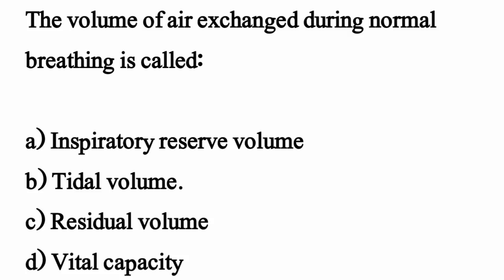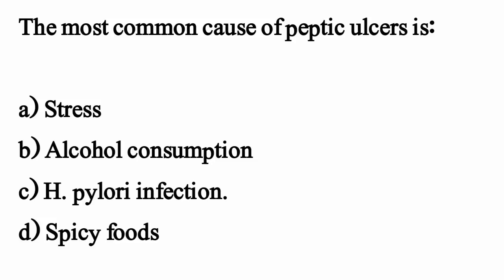The volume of air exchange during normal breathing is called, the correct option is option B, tidal volume. The most common cause of peptic ulcers is, the correct option is option C, H. pylori infection.